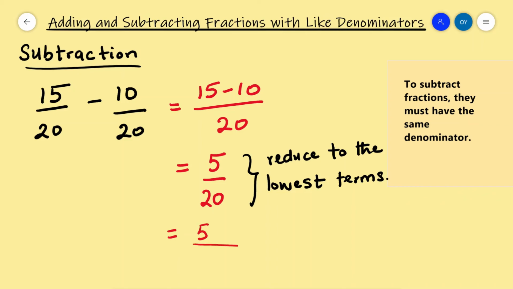So we have 5 over 20. We divide both the numerator and denominator by 5. So 5 divided by 5, we have 1. 20 divided by 5, we have 4. So we have 1 over 4.